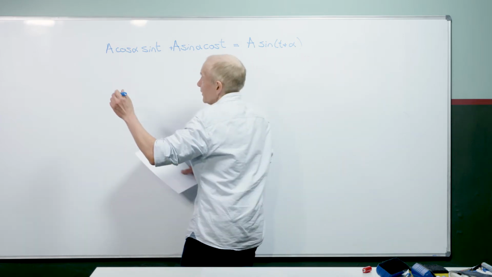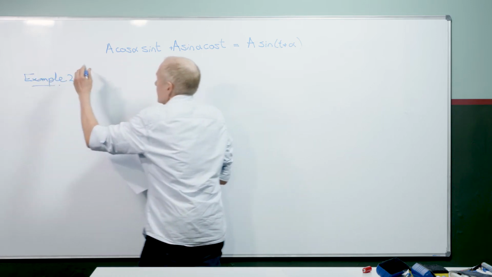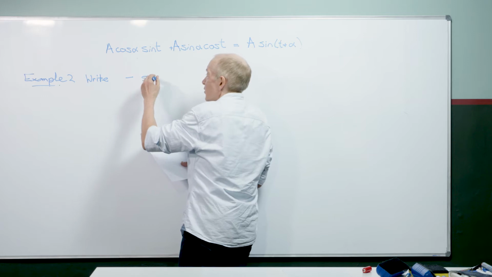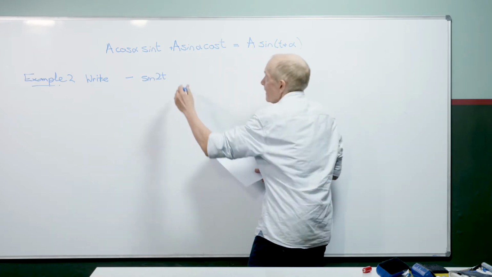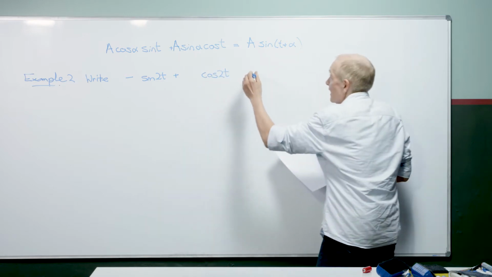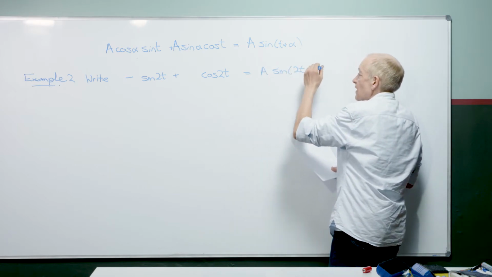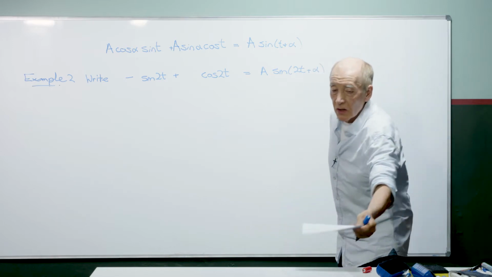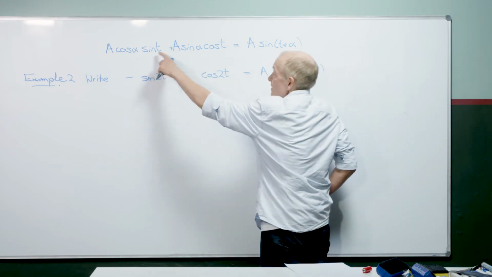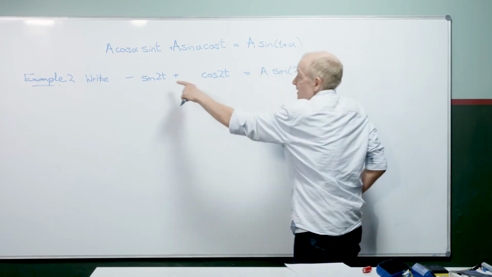So here we want to try and combine, this is example 2, we want to write minus sine of 2t plus cos of 2t. We want to write that as something times sine of 2t plus alpha. So this is slightly different than the past question in that instead of dealing with sine of t, cos of t, and writing it as sine of t plus alpha, we've got a 2t in here.